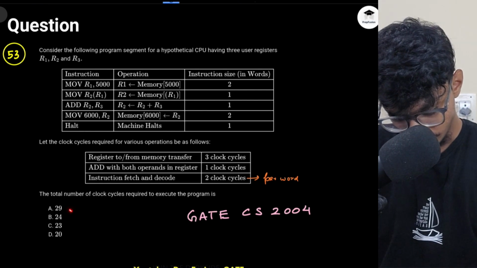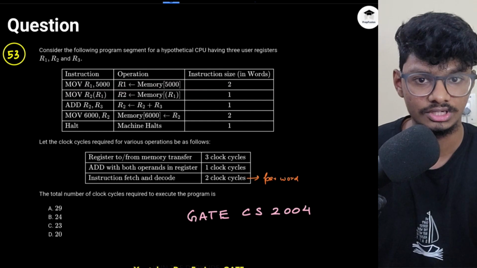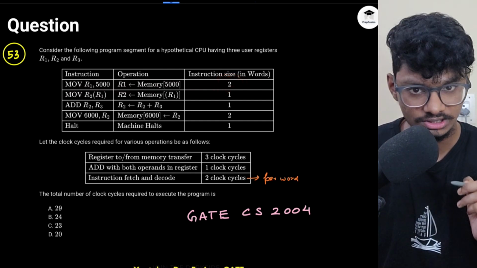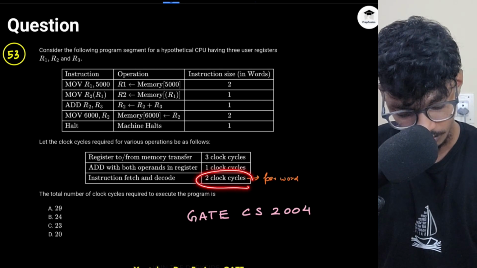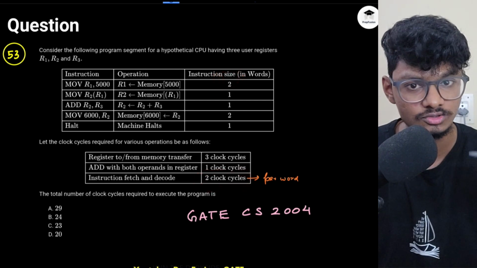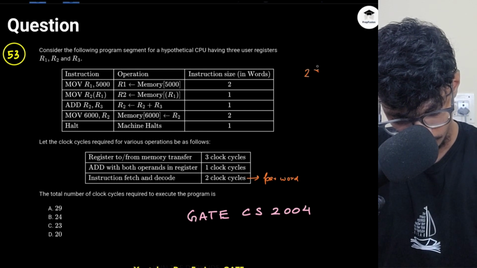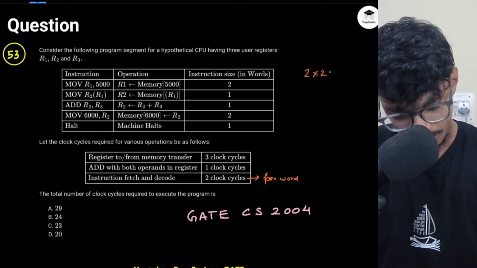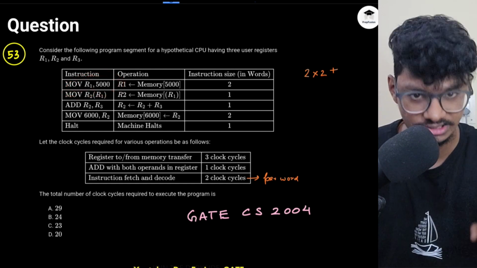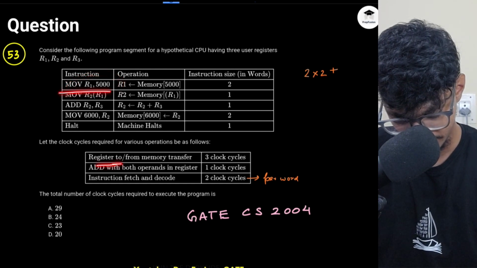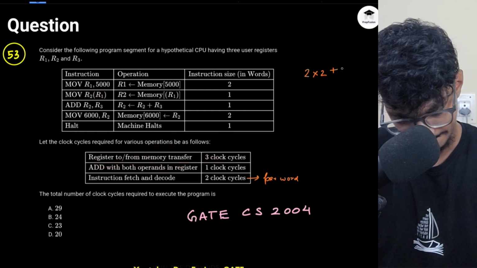They are asking for the total number of clock cycles required to execute the program. So for this first instruction, how many clock cycles will I require? To fetch and decode the instruction, each word requires 2 clock cycles and I have 2 words, so 2 times 2, 4 clock cycles, plus this instruction itself takes some time. It is a move instruction, so it is a register to and from memory transfer, so it will take 3 clock cycles, plus 3.